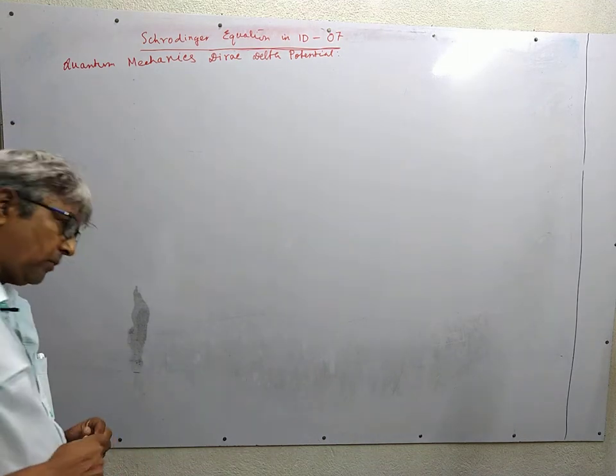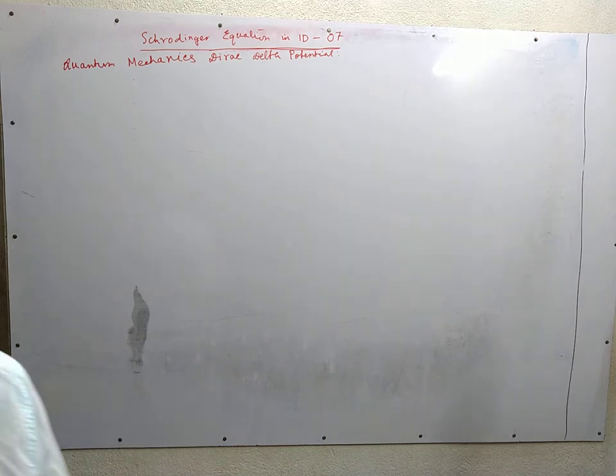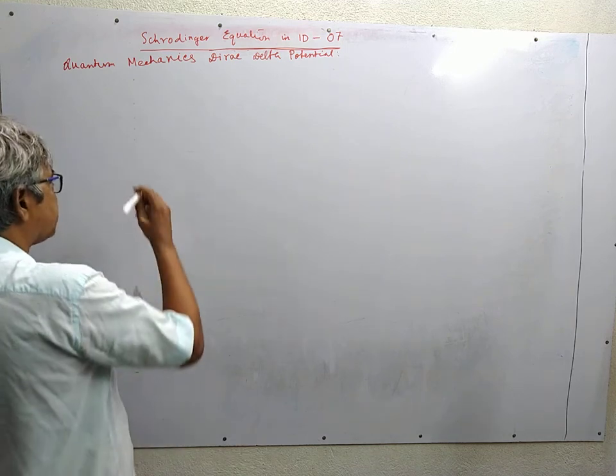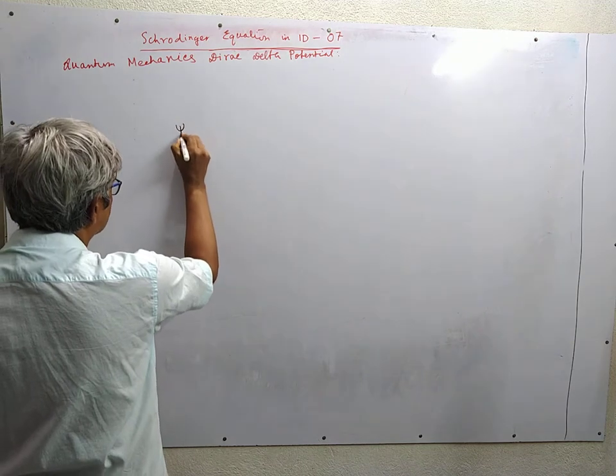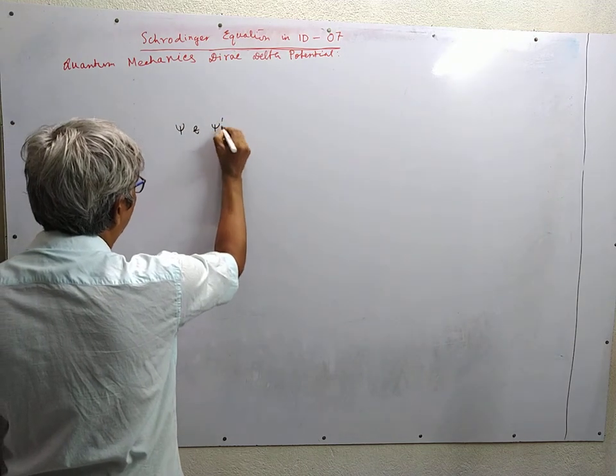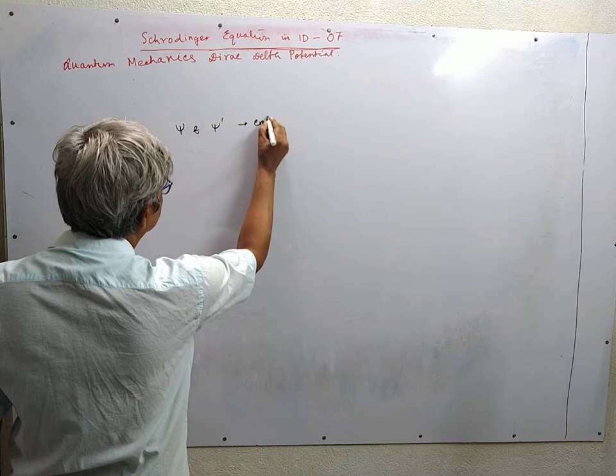In this 7th lecture on the quantum Schrodinger equation in 1D, today we shall discuss quantum mechanics under the Dirac delta function. In most textbooks on quantum mechanics, in connection with the boundary condition to be satisfied by the wave function, it is written that psi and psi prime have to be continuous.